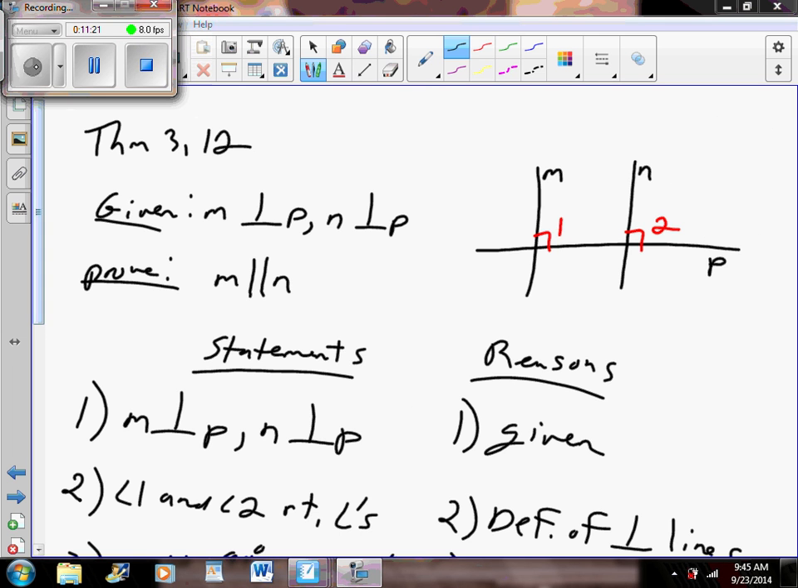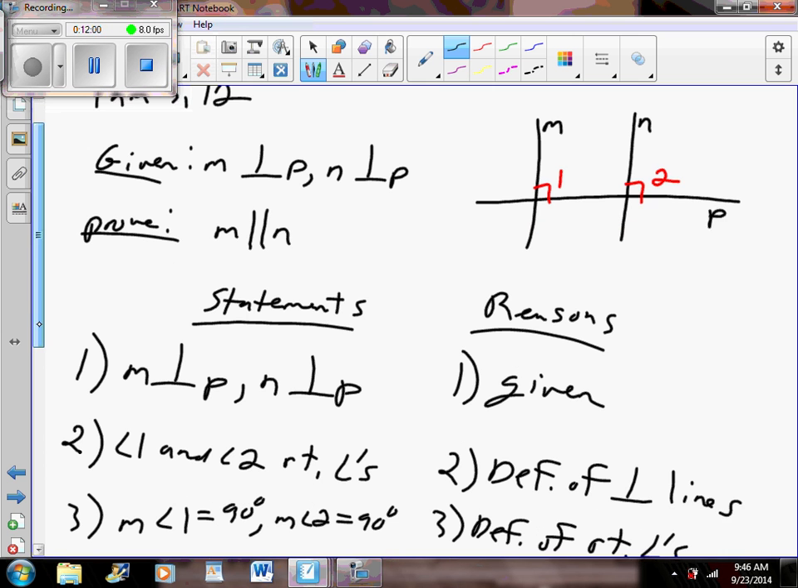Okay. I want y'all to get this down. Theorem 3.12. I went ahead and proved it here. It's not in your book. Given line M is parallel to line P, and line N is perpendicular to P, we need to prove that line M is parallel to line N. So, look, our given statement and our prove statement, our list of statements and reasons. So I did this one for you. So this is a happy day, right? I didn't send you home to do this.